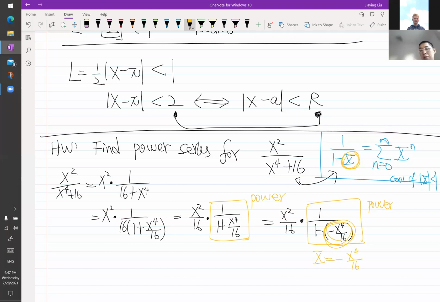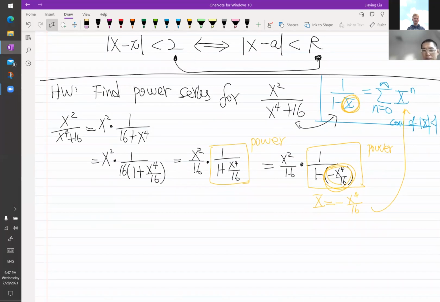And if we have that, we can just plug it into the other side to figure out the power series for this part I boxed in yellow. So now that will become x squared over 16 times this expression, which we can write using power series: sum of n from 0 to infinity, capital X, but capital X is negative x to the 4th over 16, to the power of n.